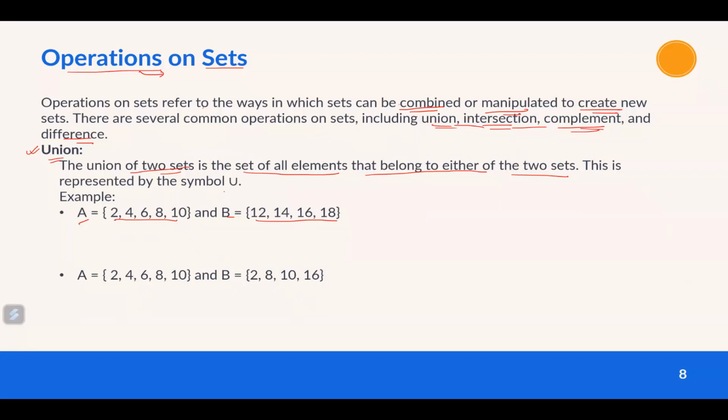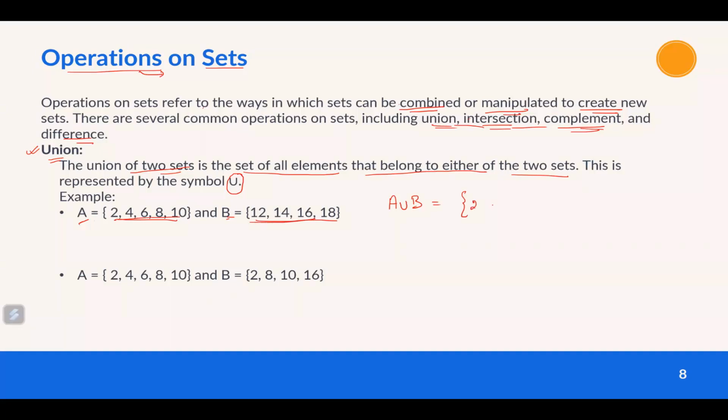I mean, not the sum. It will be a set which contains both the elements of both the sets. So suppose we have to find the union of set A and set B, and this union is denoted by this operator. So we'll write A union B, and it will be a set with all the elements of A as well as the elements of B.